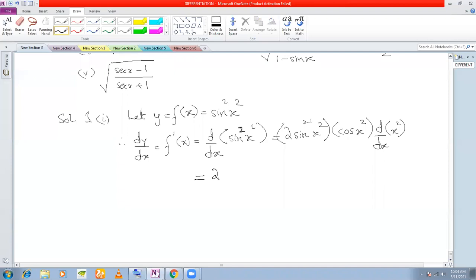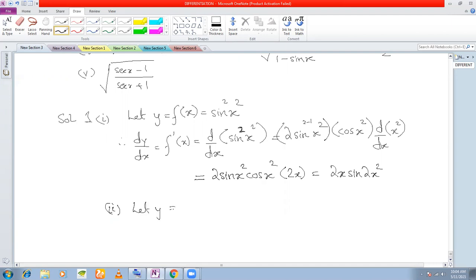Yes, sir. We get 2 sine x square cos x square, d/dx of x square is 2x. So what you get here is 2x sine x square cos x square. Use your multiple angle formula to write the ultimate result in a more simplified form. You get 2x sine 2x square, right? That is your answer. Let's do the next one.